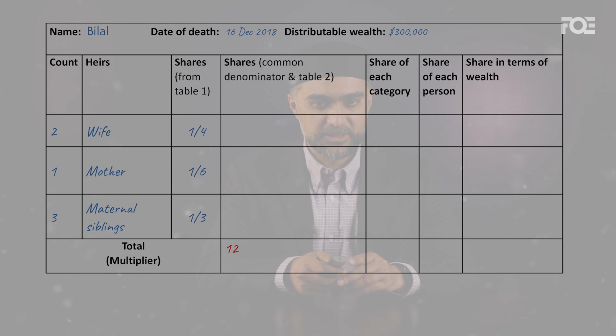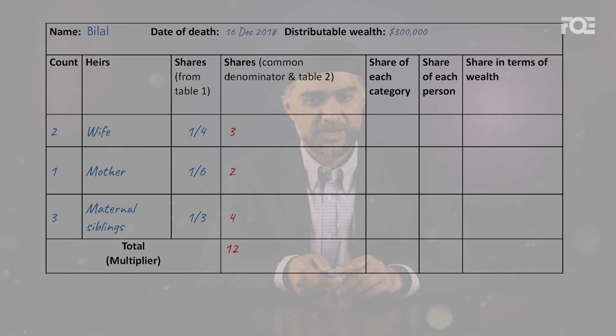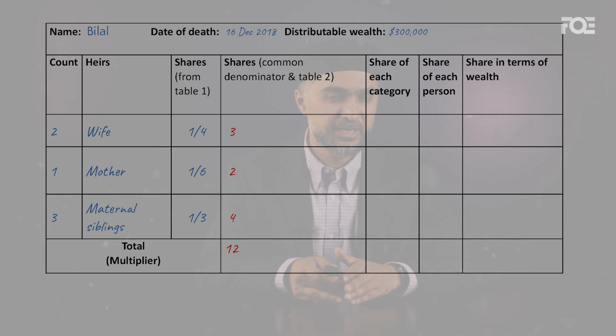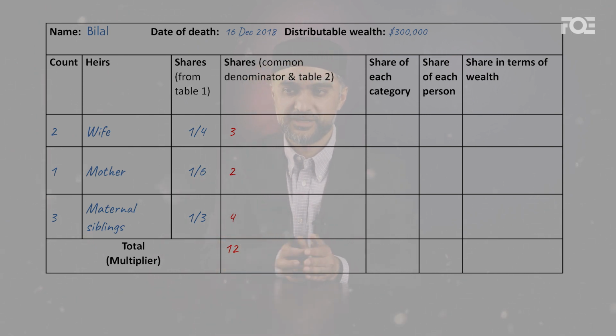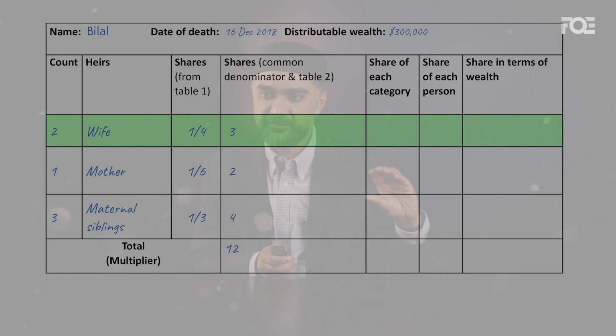So let's figure out the denominator. 4, 6, and 3 will give us 12. And wife will get 3 out of 12, mother 2, and the siblings will get 4. So the total shares we have distributed now is 9. We are still left with 3 more shares to take care of. Now again, we see the wife, and the wives cannot get more than what is prescribed, which is 1/4. So let's lock that row up and not change it.